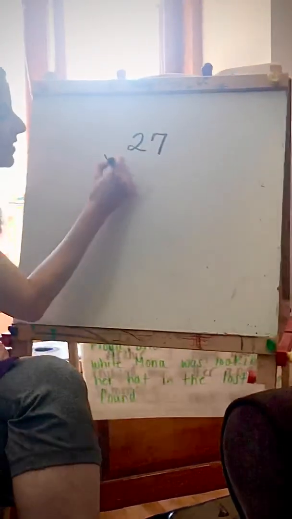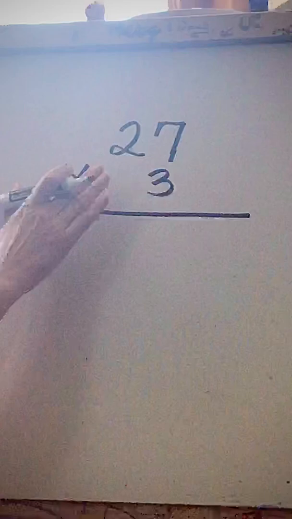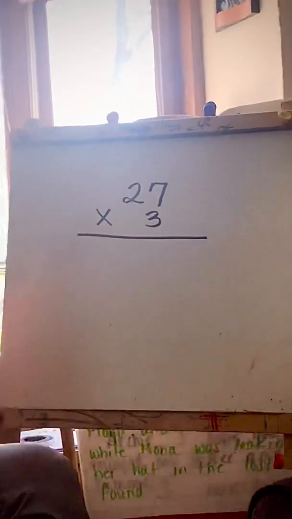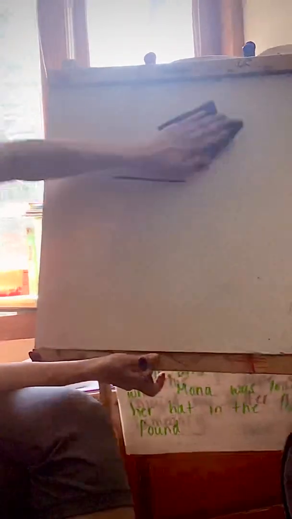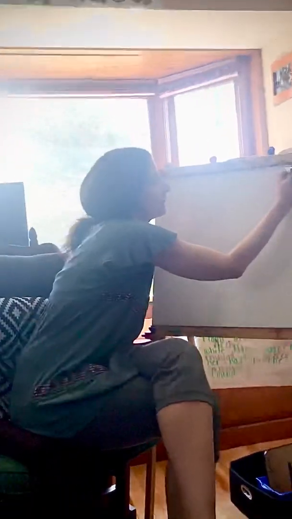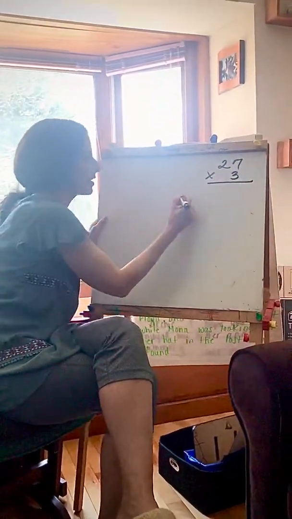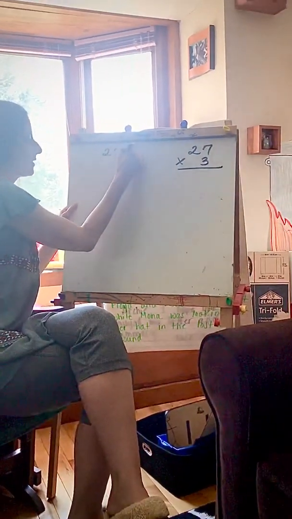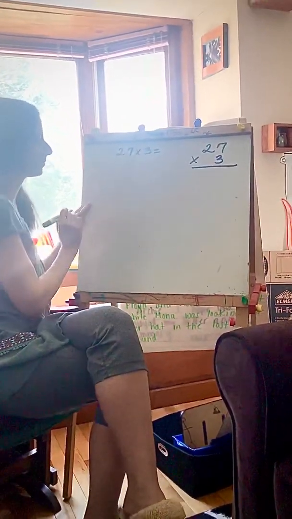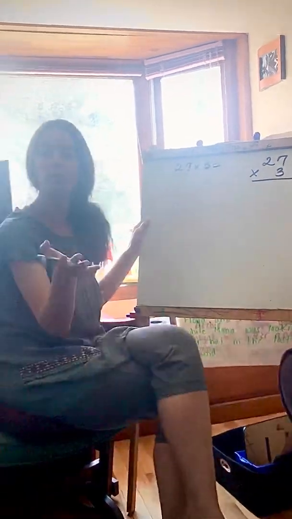So 27, this was a math problem that we had one day. So I'm going to show you some different ways to solve this equation. Let me write it up in the corner here, we'll keep it so you always can see. 27 multiplied by 3. You could also write it like this. So the first way is you could do repeated addition.